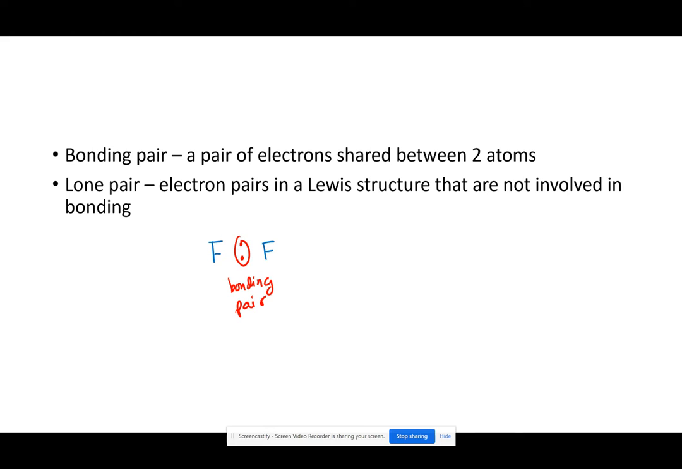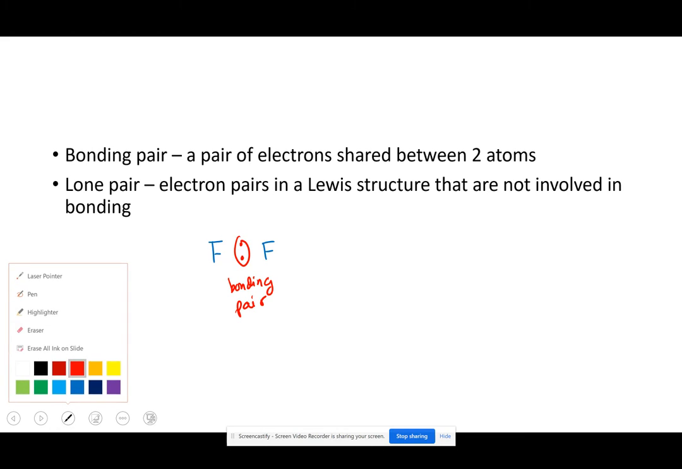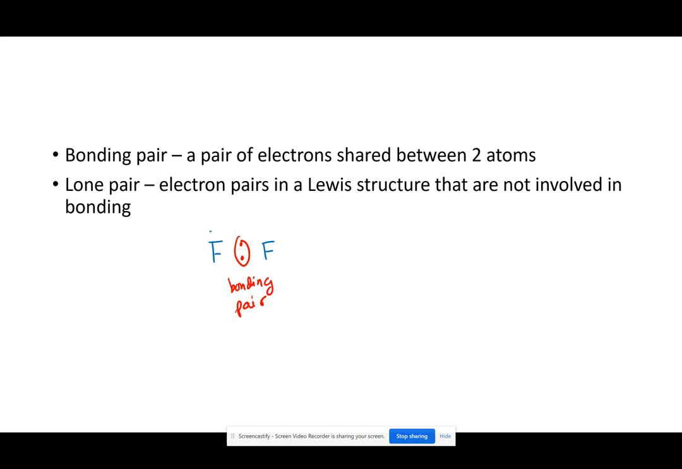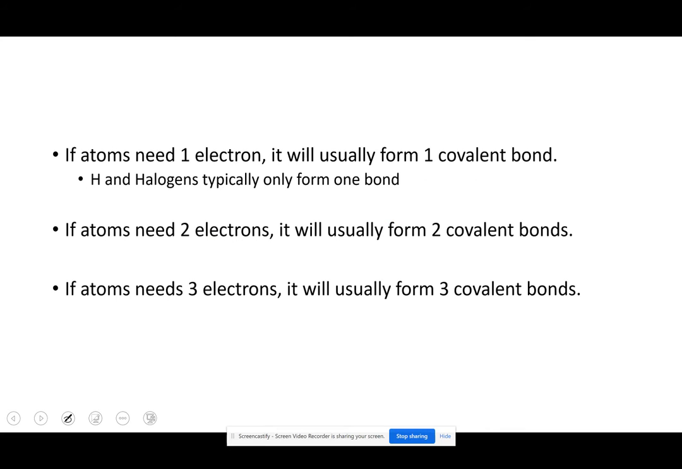And then lone pairs are any electrons that are not directly involved in the bonding. So they're around the outside. All of those green electrons are lone pairs. Notice we're only talking pairs here. When we get into Lewis structures, electrons are always traveling in pairs. This is very important for drawing Lewis structures.